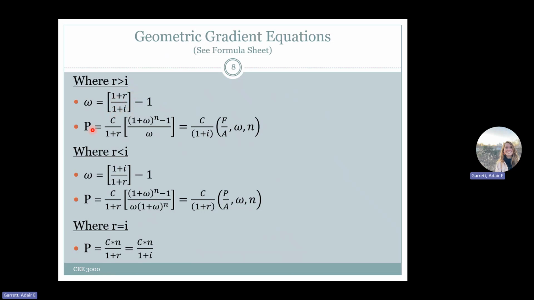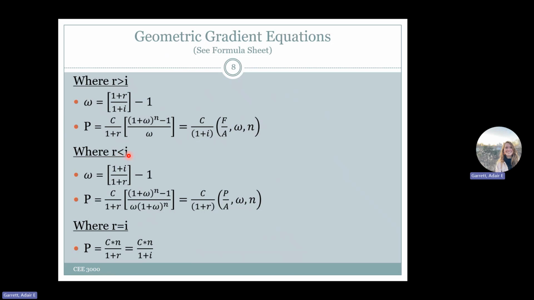The present value can be found by taking that C, or that initial payment value, dividing it by 1 plus the growth rate, and then by this expression here. You may also see this written as the initial payment divided by the interest rate times an F given A. Here again, omega would replace your interest rate on the factor tables, along with the number of time periods.